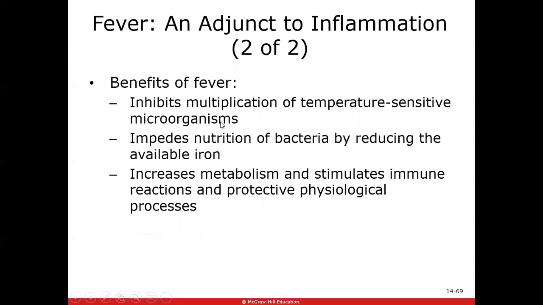So here's some of the benefits of fever. Fever inhibits the multiplication of temperature-sensitive microorganisms. So some microorganisms work best at 98.7. So if you increase it, they may not work as well.